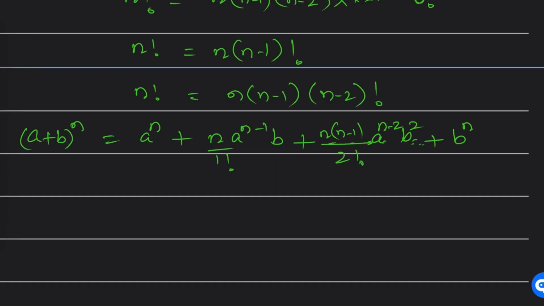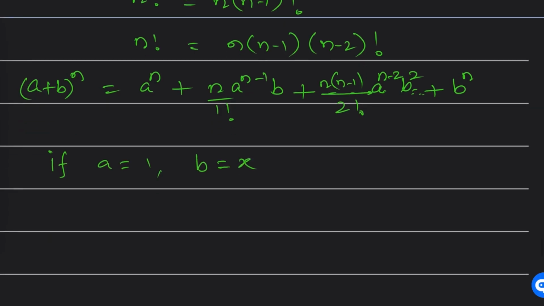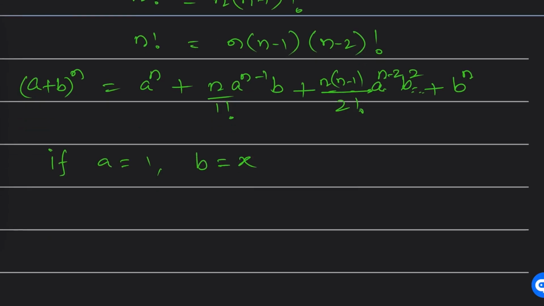Now next, sir, instead of (a plus b) to the power n, can I use it if a is equal to 1 and b is equal to x? Then what can I write, sir? I can write this same equation like this. Instead of a we use 1, and instead of b, x, to the power n. Can we substitute a with 1 and b with x? Yes.